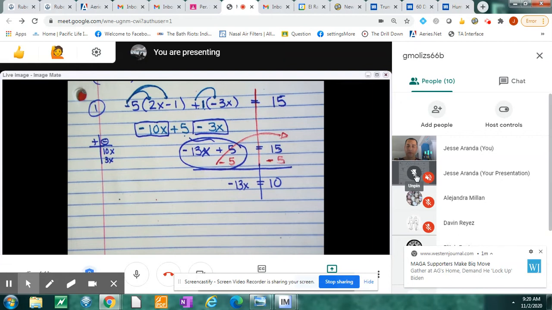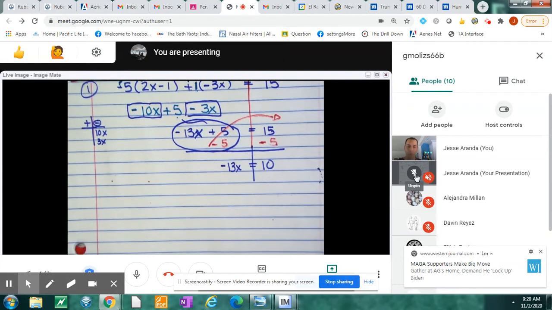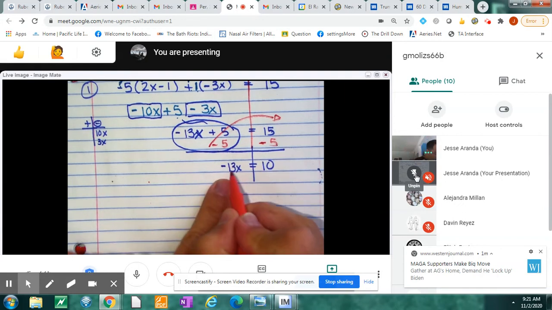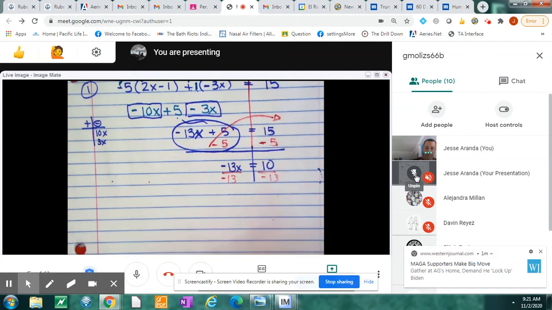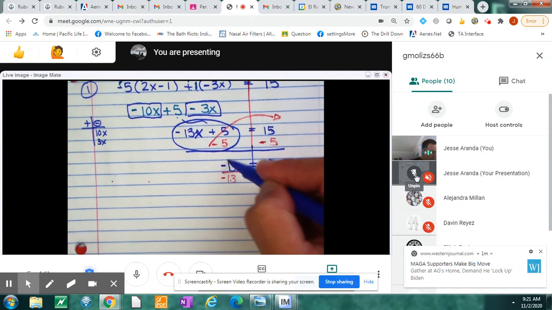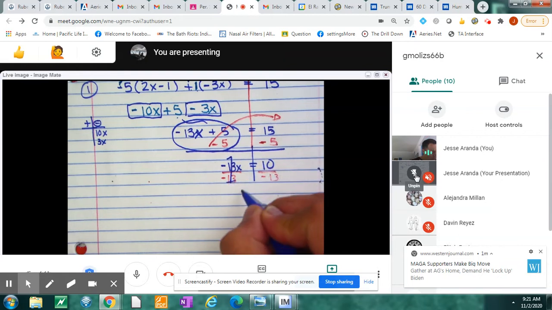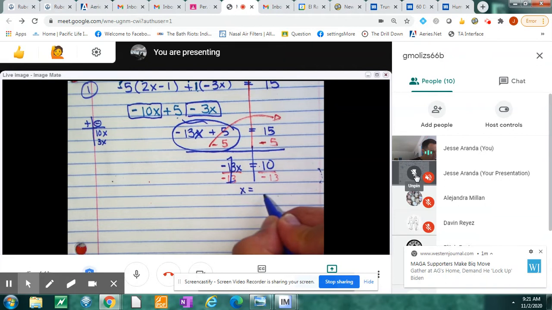Now what do you do? You guys remember? When something's together, you want to divide them. See how this is together? So you want to divide by -13, both sides. Because -13 divided by -13 is 1. So now you're going to have x equals positive divided by negative is negative 10 over 13.